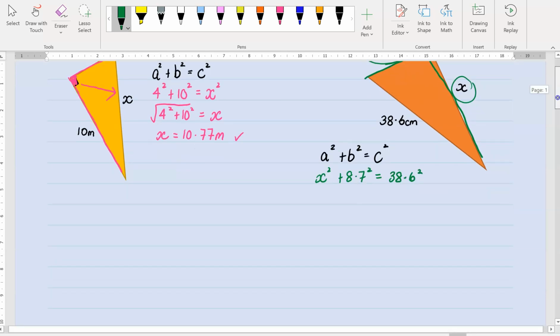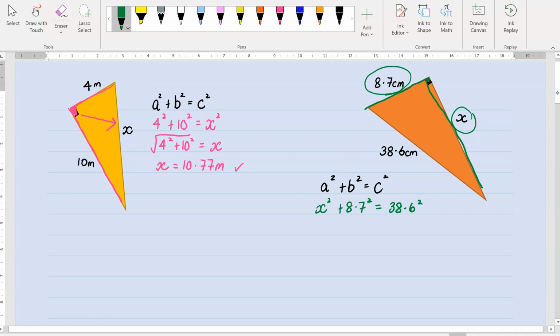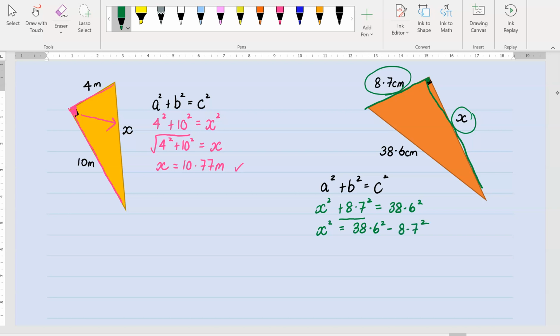Right, now we don't want this whole thing, the x squared plus the 8.7 squared. So I want to get rid of this plus 8.7. And hopefully you remembered in the example that we did before, to get rid of the plus 8.7, we are going to subtract. So it's going to be x squared, and we're going to subtract that from the other side. So minus 8.7 squared. And I don't want the x squared, I just want x. So we are going to square root 38.6 squared minus 8.7 squared, and our calculator is going to do all of the work.